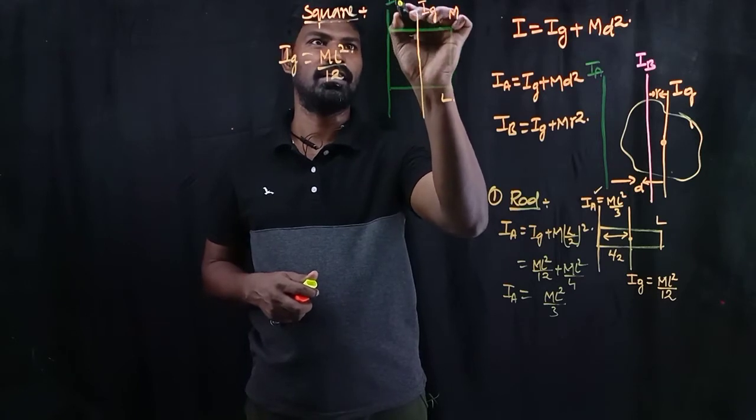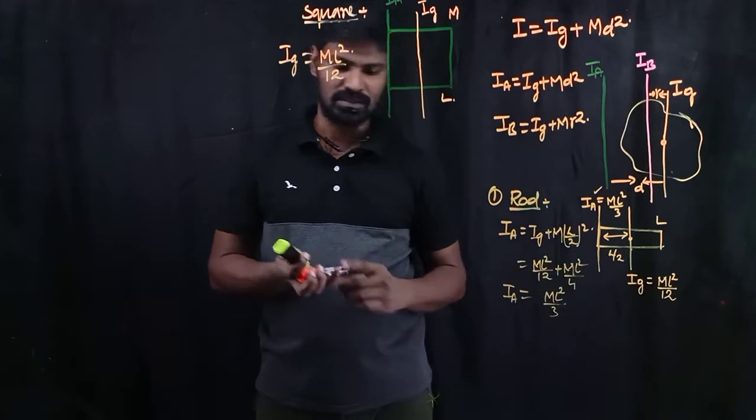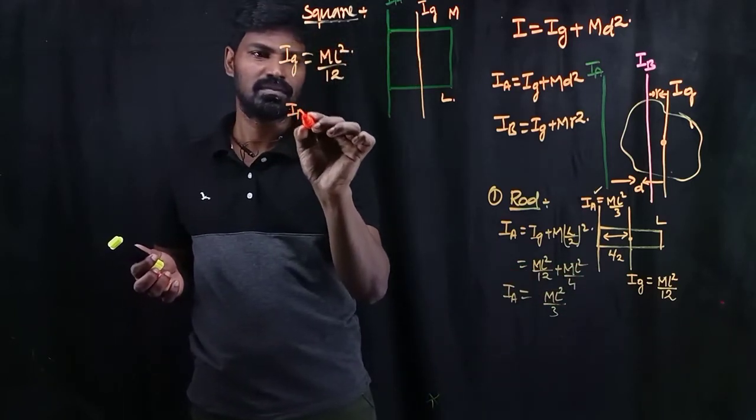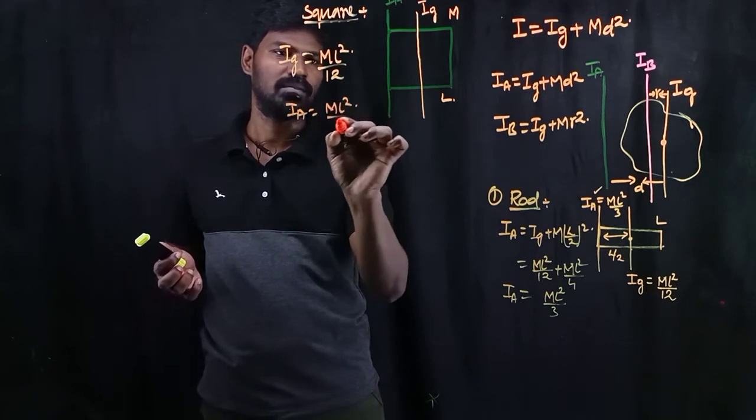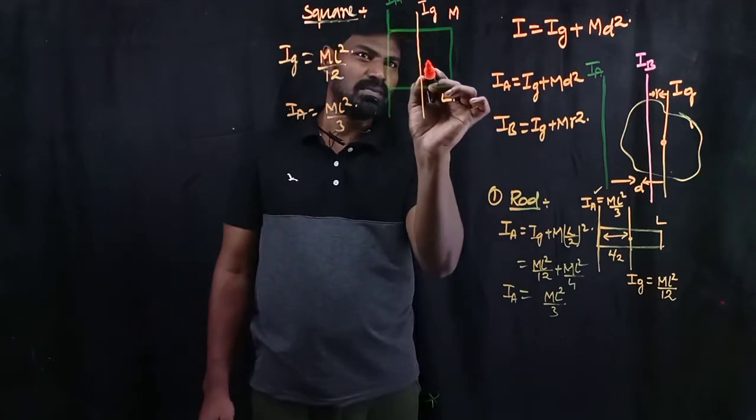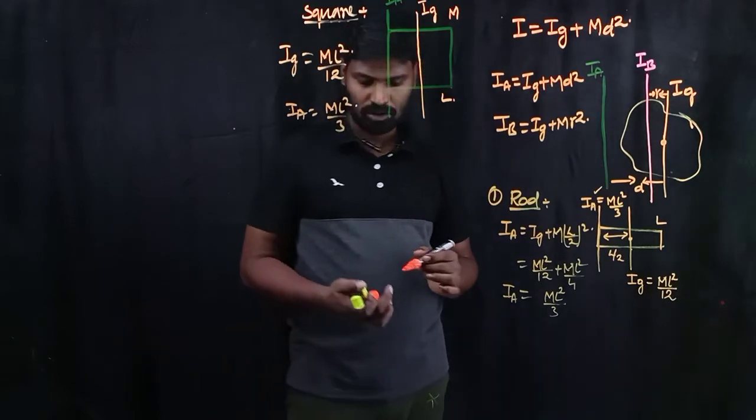Let me call it as IA. Same as this only. Same as this. That is how much? IA is equal to M L square divided by 3. So as far as moment of inertia is concerned, this and this same as it is we are getting. Am I right? Now comes the question.